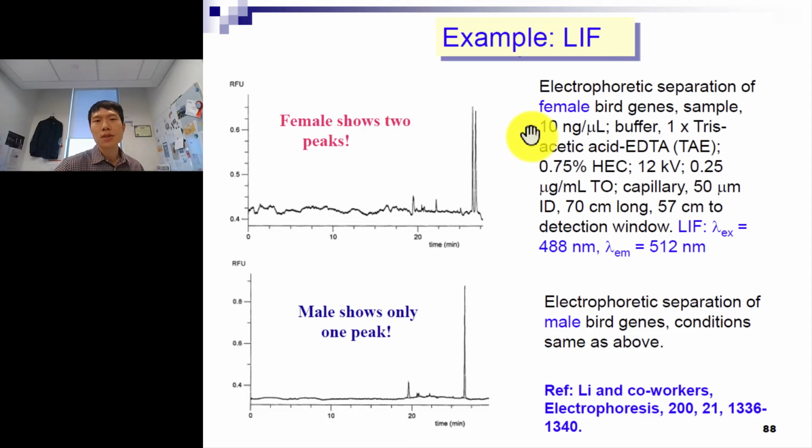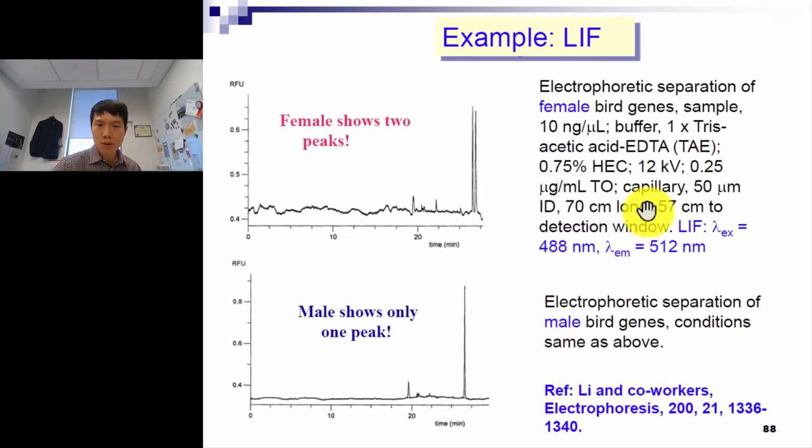Some applications for laser-induced fluorescence. Sometimes, with a species of animal, it's very hard to tell the gender. But in this case, if you are able to look at the genes of the birds, you can use LIF to identify whether it's female or male.